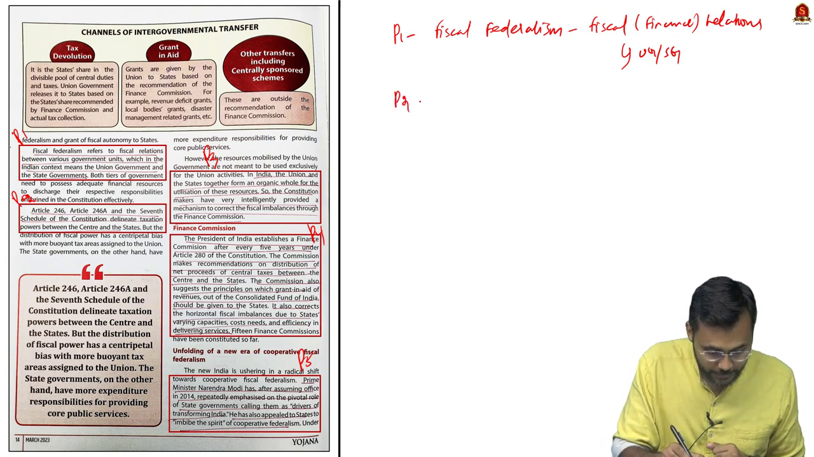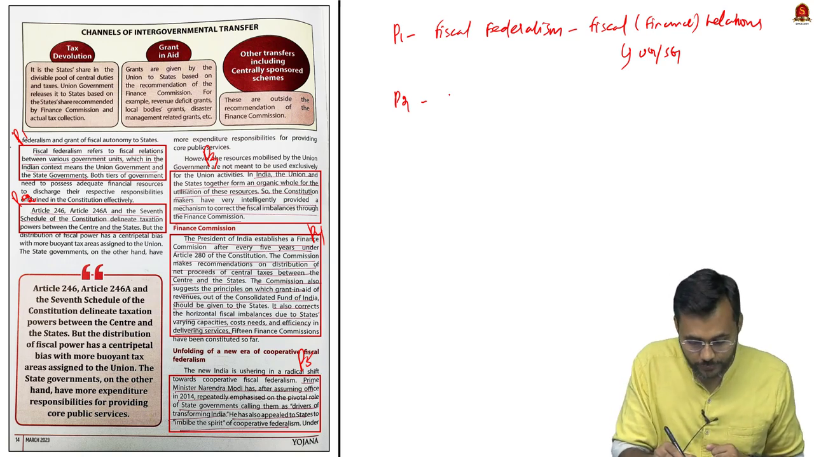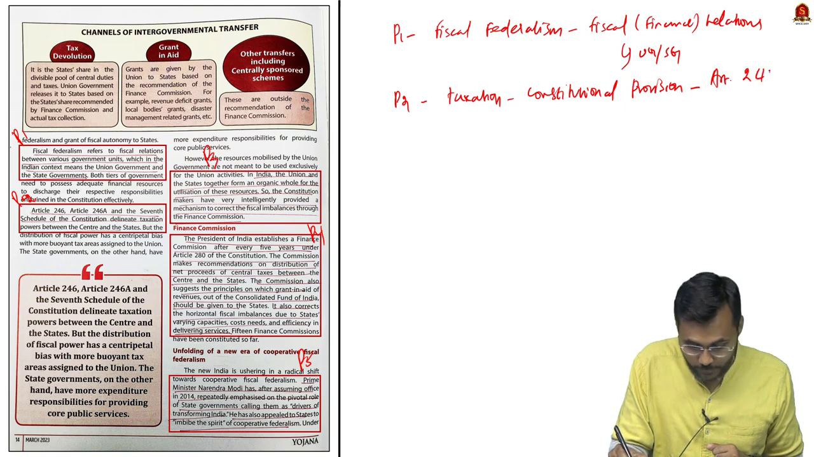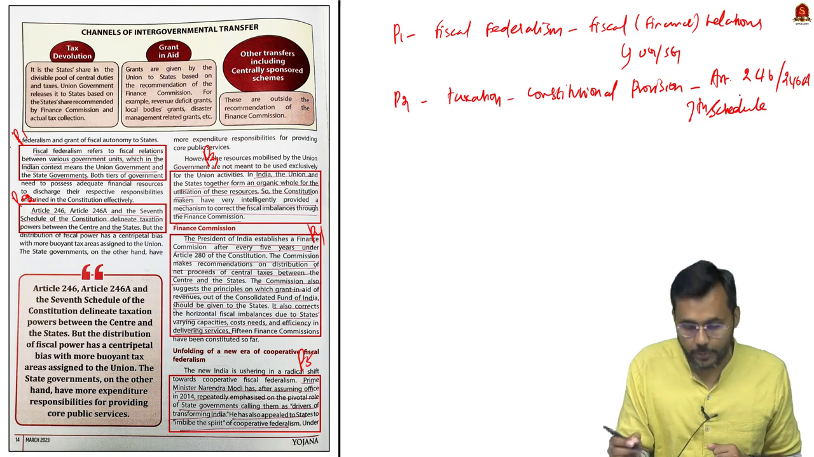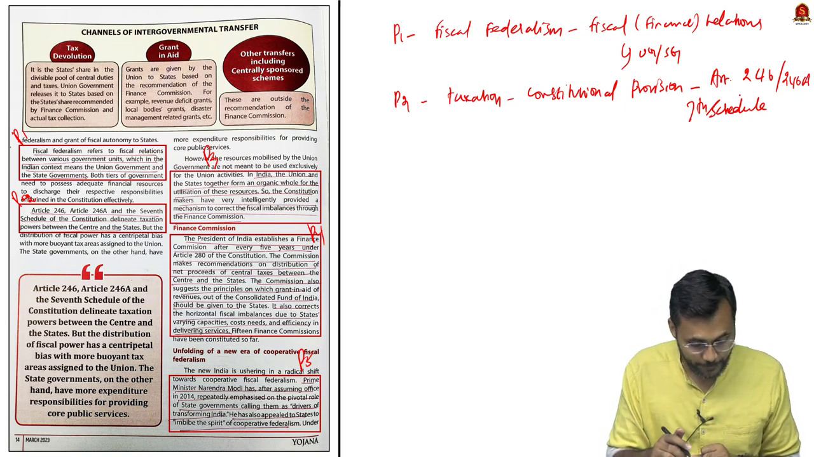And paragraph 2 speaks about the constitutional aspect of taxation and constitutional provisions. Regarding taxation, there are constitutional articles related to that. That's being highlighted here. That is Article 246, 246A and the 7th schedule. So this you need to understand, 7th schedule. These are part of our Indian constitution. It all speaks about taxation dimensions.